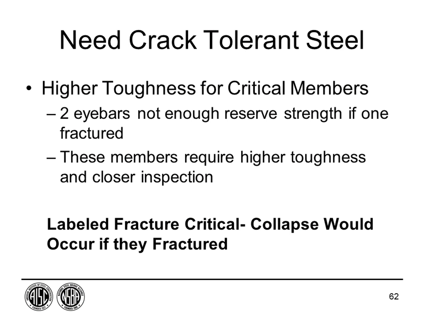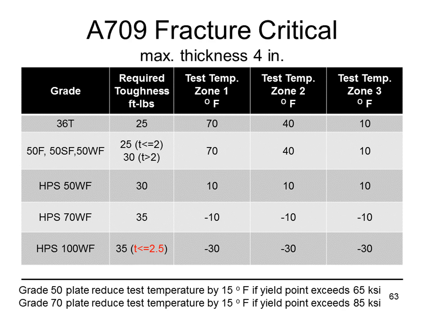And we said, well, the reason why they're important is if they fracture, the bridge could collapse. And so we know distinctly that 2 eye bars are not enough. Now we have a lot of bridges with eye bars out there, and most of them have multiple eye bars, and it's not a problem. But when you label it as fracture critical, that means you expect that if we lost that section, we could have a collapse. So we put special requirements on those, and so we have higher toughness levels for those fracture critical steels.